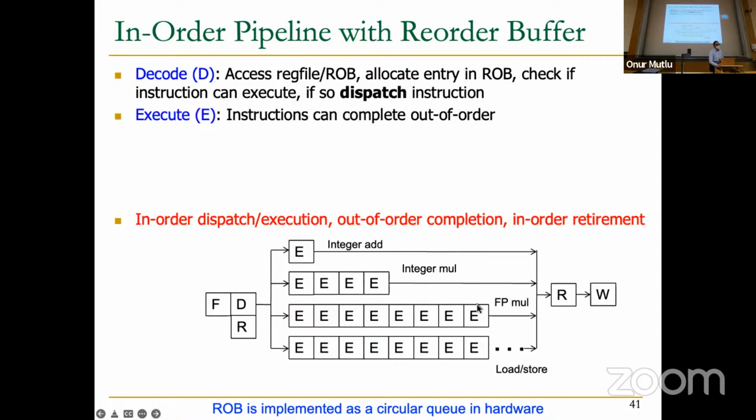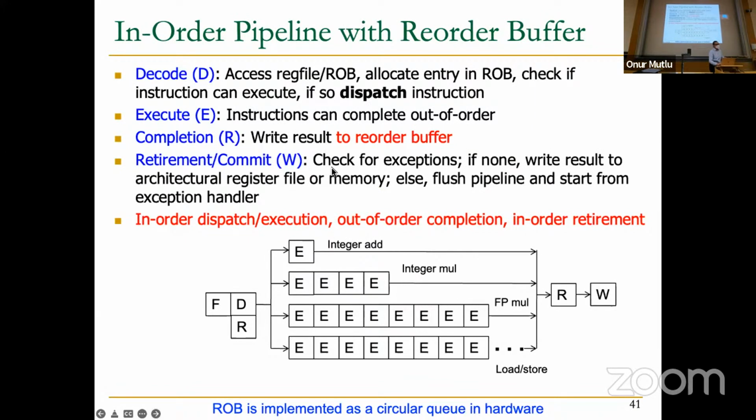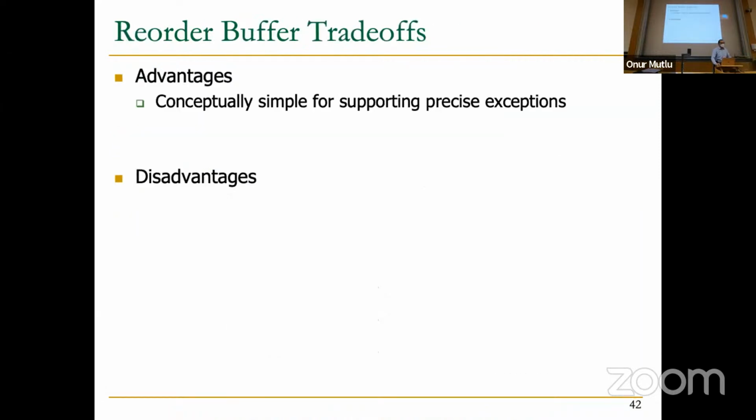In execute, instructions can complete out of order. When the instruction completes, it writes its result to the reorder buffer. Retirement happens asynchronously, if you will. There's a state machine that checks whether the oldest instruction has exceptions. If not, its result is written to the architectural register file or memory from the reorder buffer. If there are exceptions, then you flush the pipeline and start from the exception handler. This is a complete machine with precise exceptions. This is really the complete von Neumann machine that you can be proud of, if you will, that's pipelined.